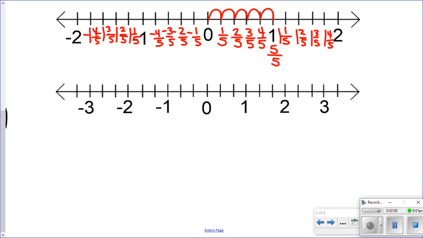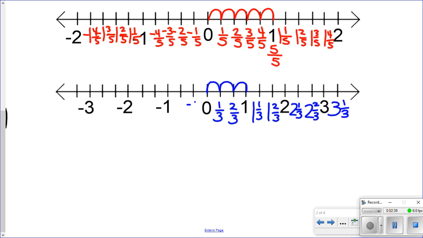Determining what fractional portion this number line is split up into, I will look between 0 and 1. 1, 2, 3. This number line is split up into thirds. 1/3, 2/3. 1 and 1/3, 1 and 2/3. 2 and 1/3, 2 and 2/3. 3 and 1/3.